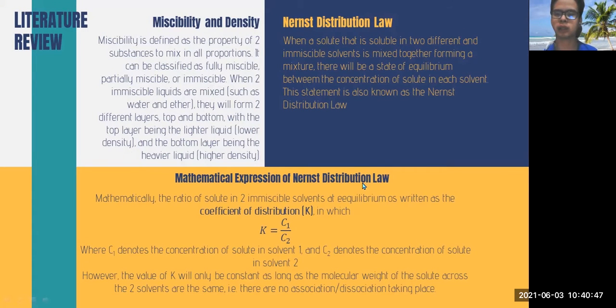When a solid that is soluble in two different and immiscible solvents is mixed together, there will be a state of equilibrium between the concentration of solute in each solvent. This statement is also known as the Nernst distribution law.